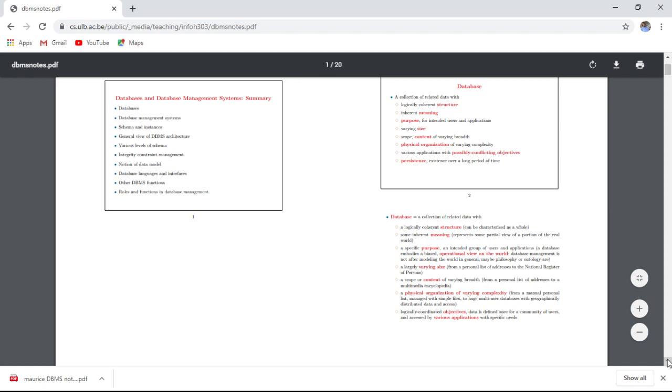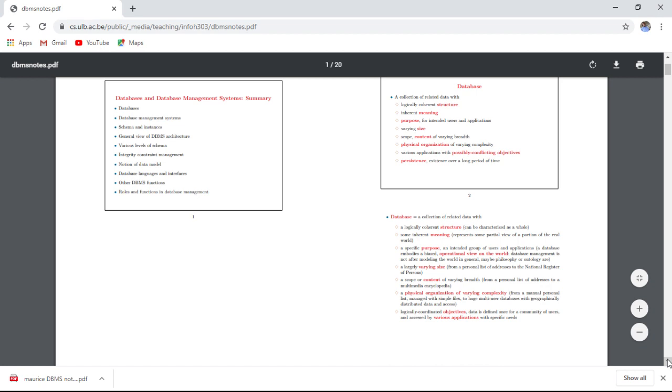So, a database is a collection of related data with a logically relevant structure, which can be categorized as a whole, with some inherent meanings. It has a specific purpose, and it also varies in size.